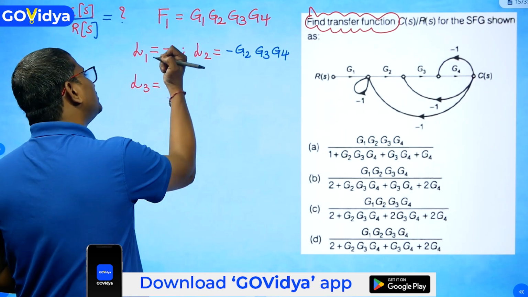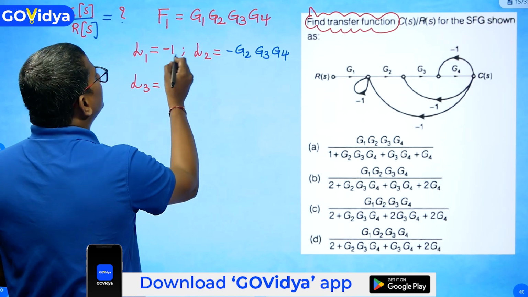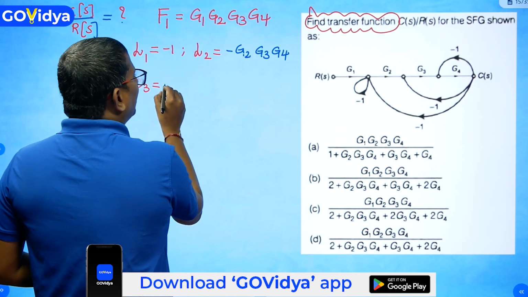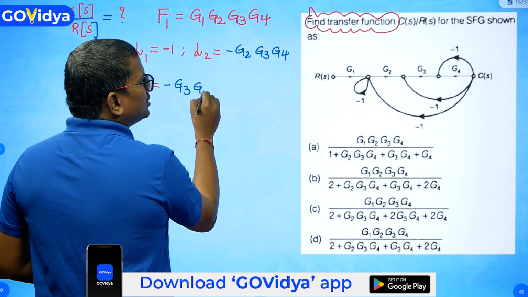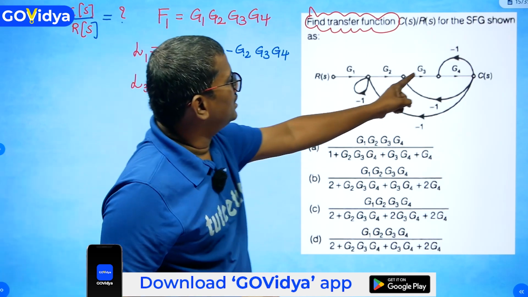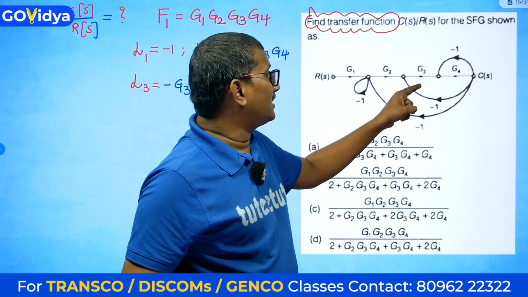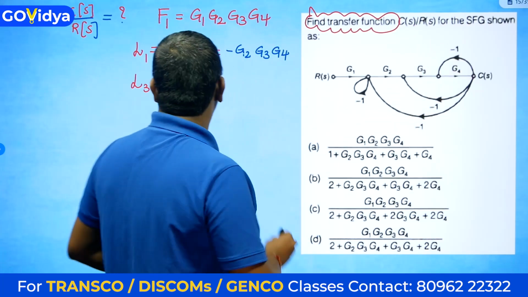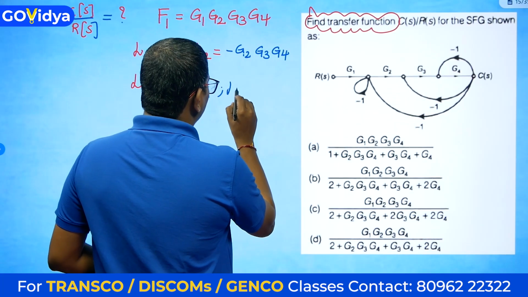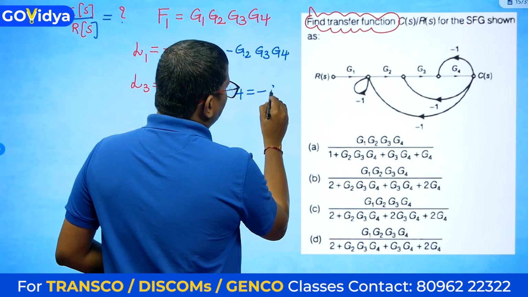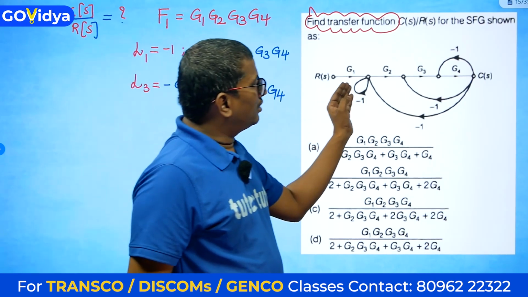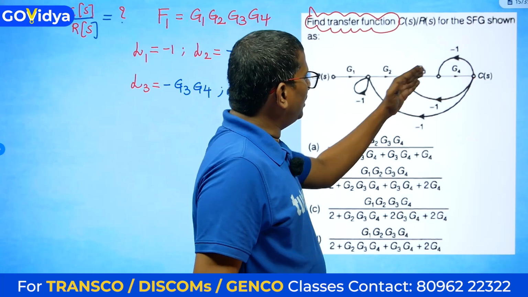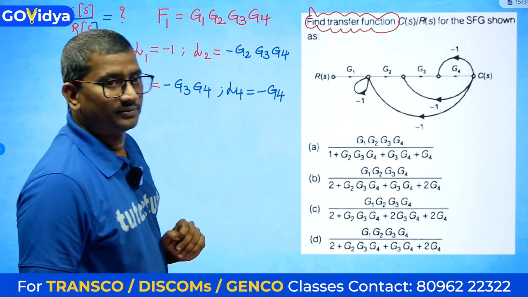Minus G3, G4. Where is another loop? Minus G4. I hope it is clear. 1, 2, 3 and 4. Total 4 loops are there.